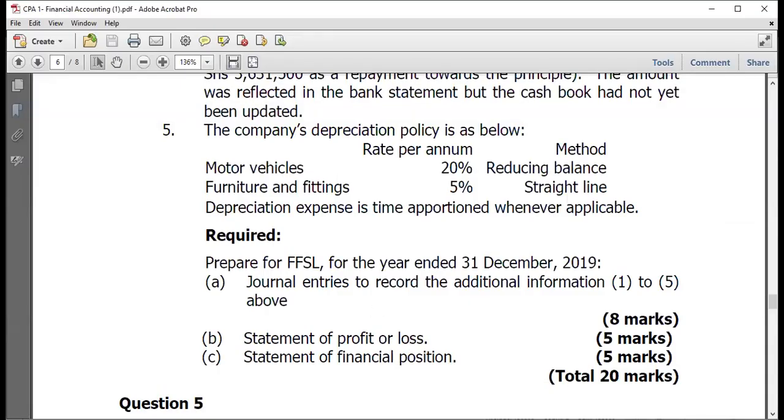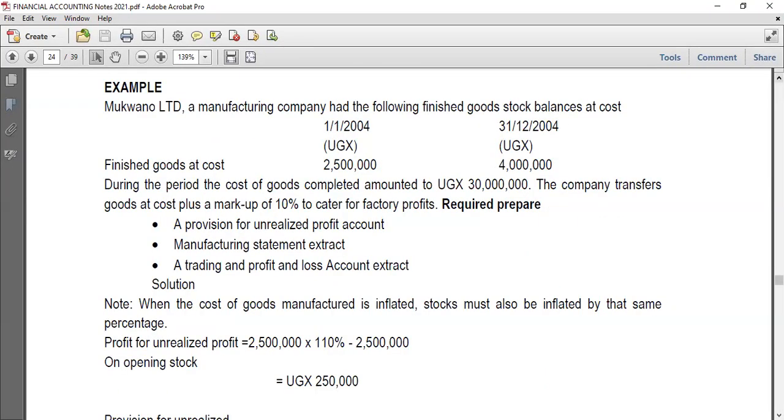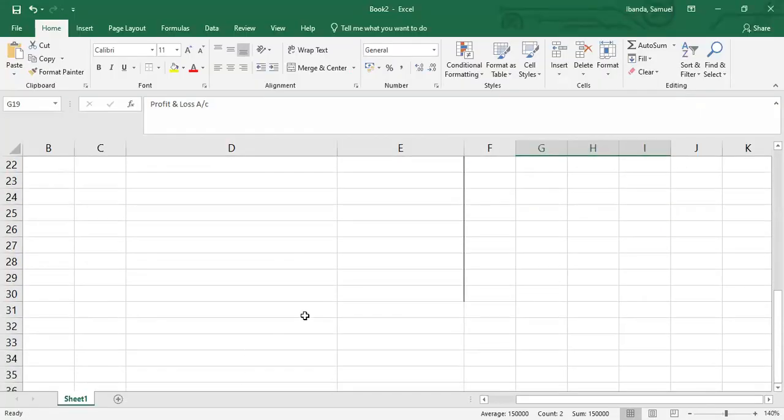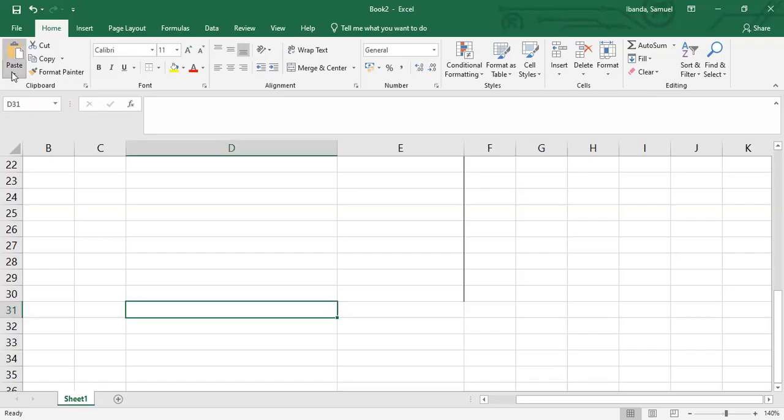Sorry, I displayed a different paper. Okay, right here. So they're asking us to get the manufacturing statement extract. So we are going to see how the manufacturing statement would look. These are just extracts, so we're not drawing up the whole account. So this is still Mukwano Limited.